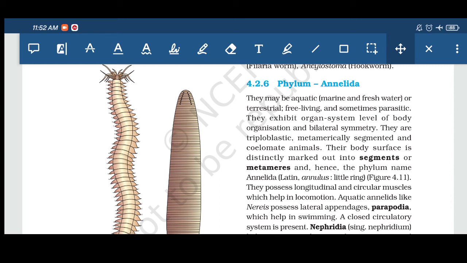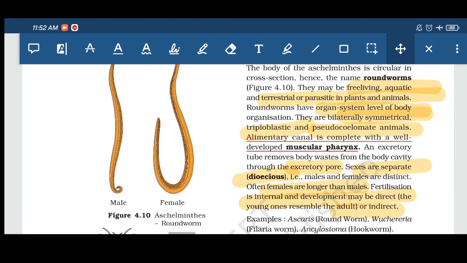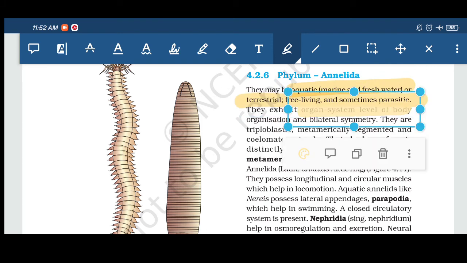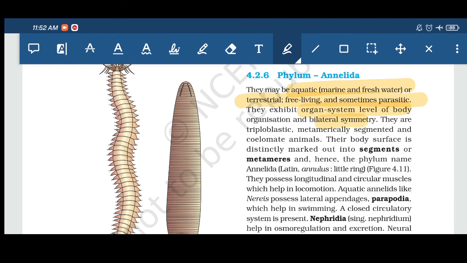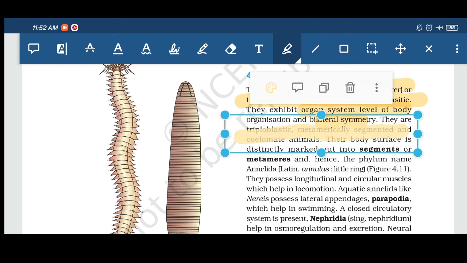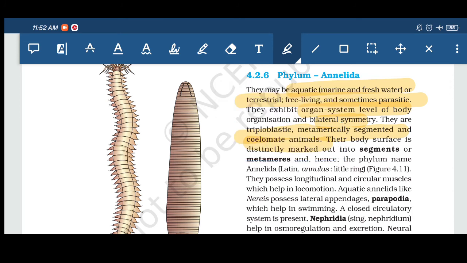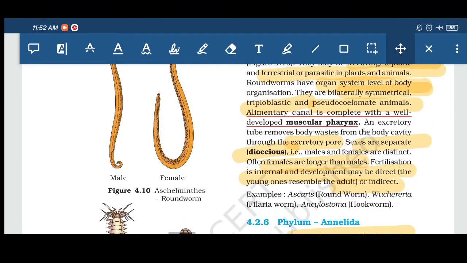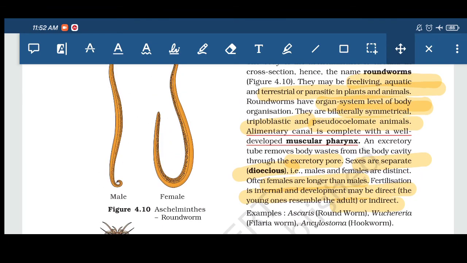They exhibit organ system level of organization. Over here, first thing, they may be aquatic, terrestrial, free living, or sometimes parasitic also. Organ system level of organization. They are bilaterally symmetrical, triploblastic, metamerically segmented, and are coelomate animals. These were the only animals which were pseudocoelomates.